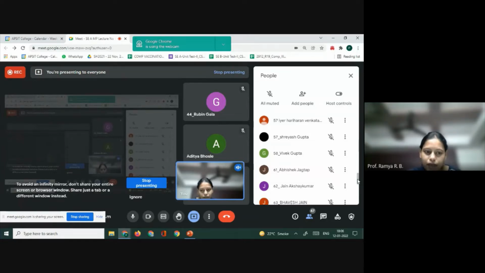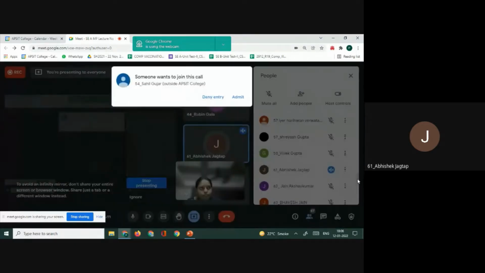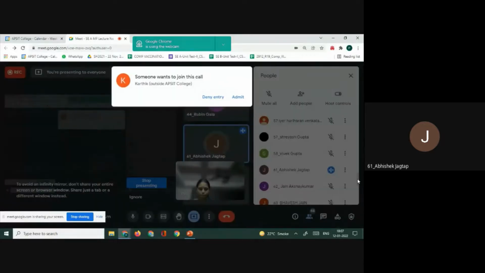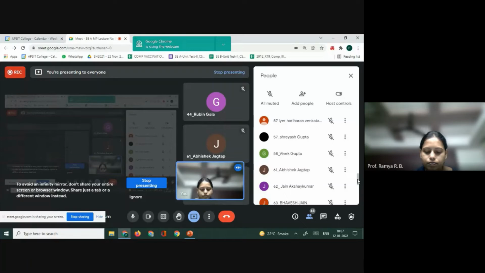Abhishek, tell me what are the various components in a microprocessor based system? The major units in a microprocessor based system. ALU and control unit, and ma'am, left hand and right hand side there are input and output devices, and in lower order there is a memory unit. Okay.